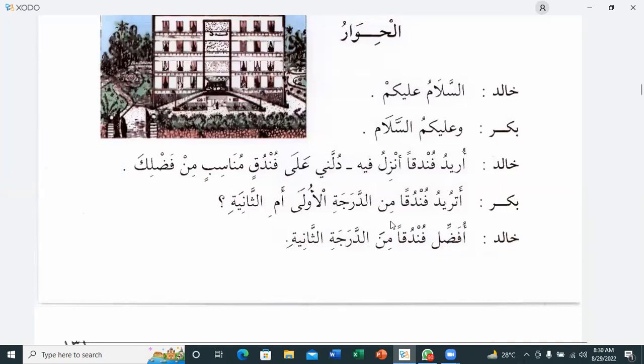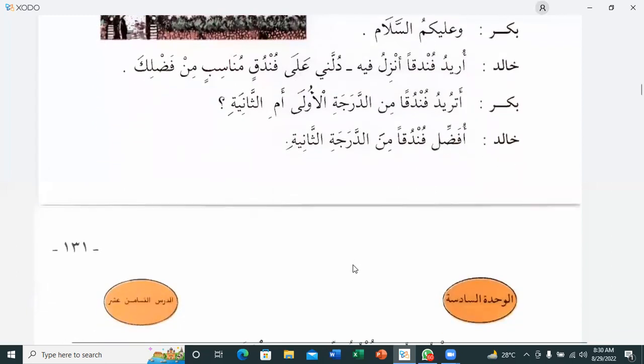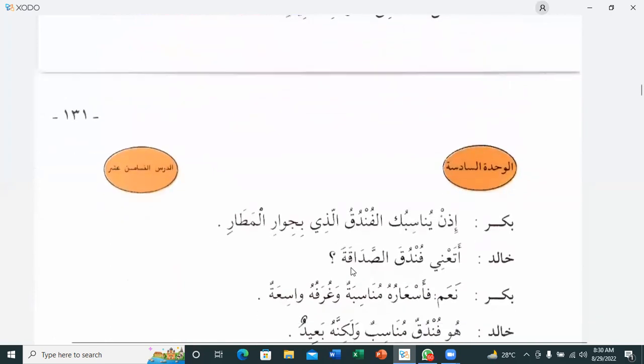Aturidu fundukan minad darajatil ula. Darajat is not darajatil ula. Darajatil ula. Amisaniya. Yes. So, do you want a hotel from the first floor or the second floor? Good. Ufadilu fundukan minad darajatil thaniya. I prefer second floor. The second floor hotel. Okay.